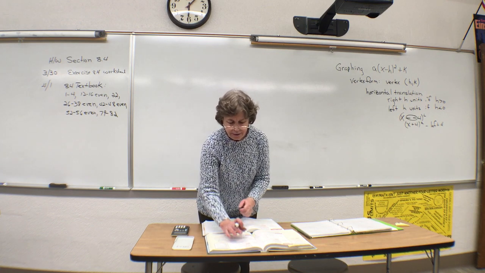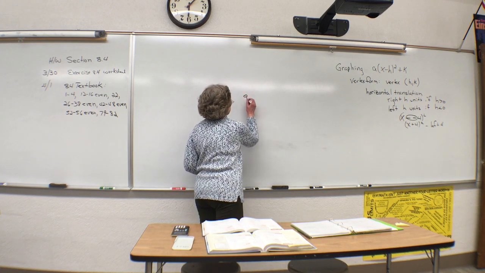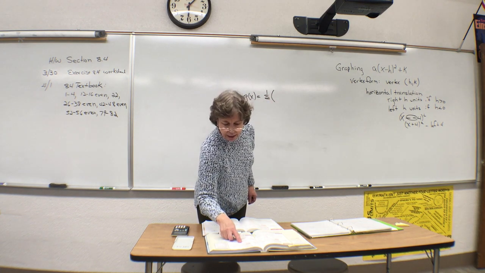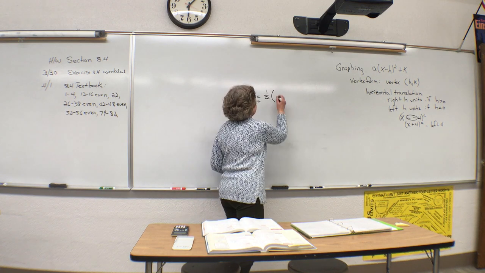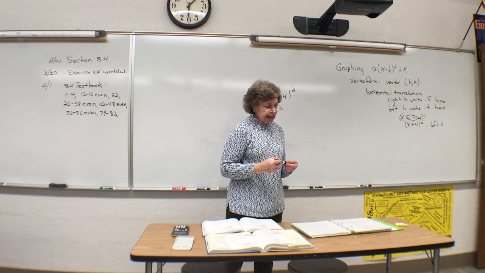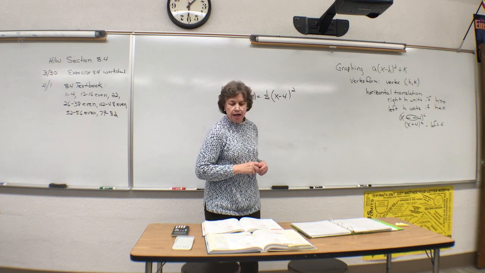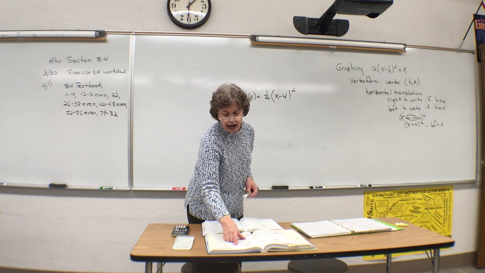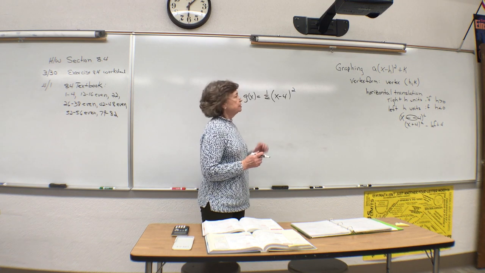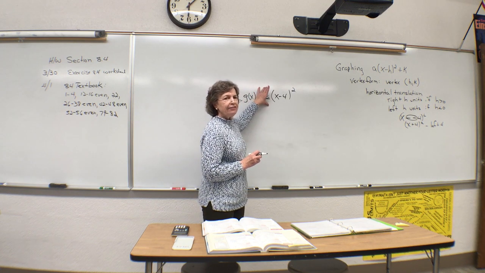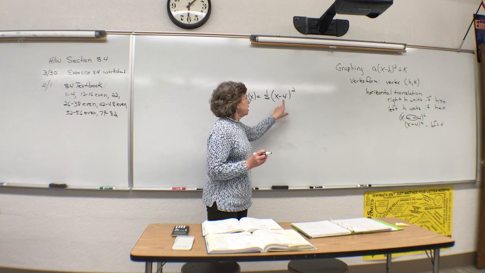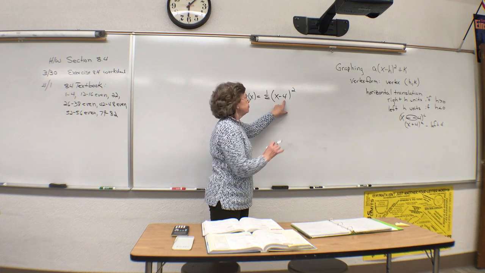If you're graphing g of x equals 1/2 times x minus 4 squared, I'm looking at that. What do I know just by looking? I'm comparing it with the graph of f of x equals x squared. Without graphing it, what do we know has happened? I have a leading coefficient of 1/2. Is that a shrink or a stretch? It's a shrink, so it's getting wider. And I'm shifting to the right 4 units.